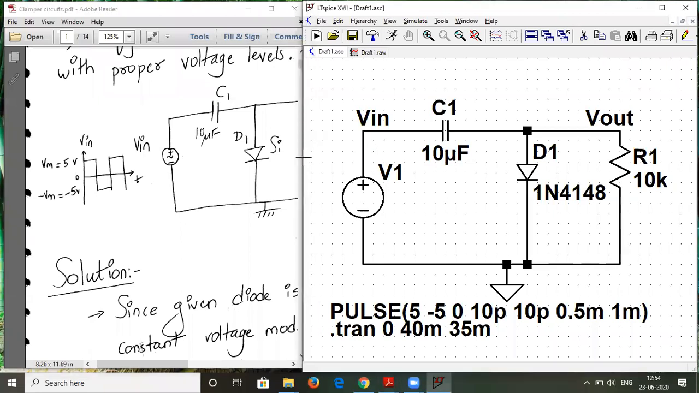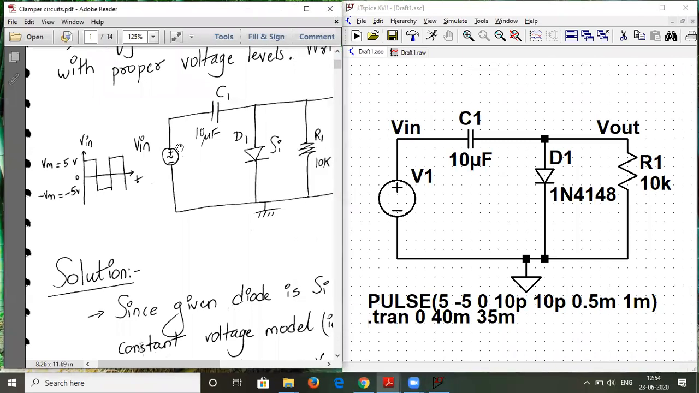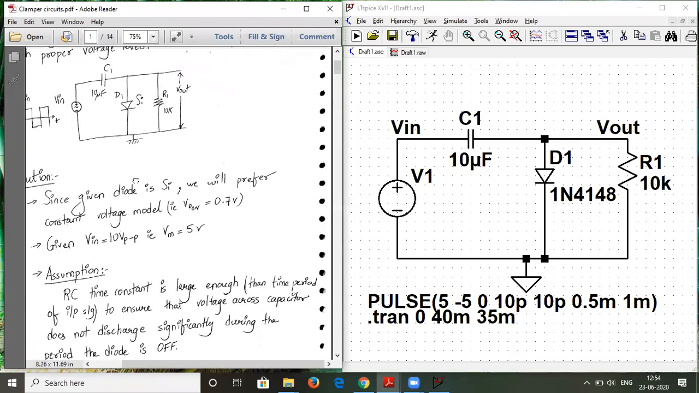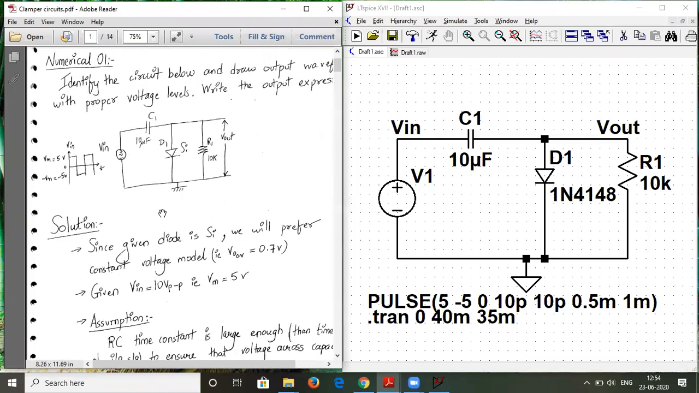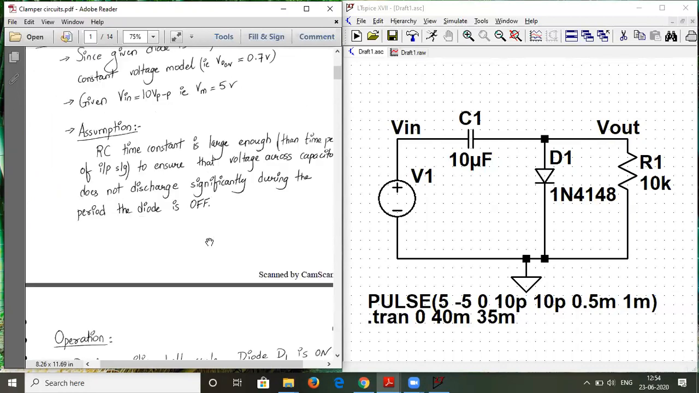Okay, now let us analyze this circuit and see why we got the waveform which we got in LTspice, and what exactly this clamper circuit is doing. This diode over here is the silicon diode, which we have selected as 1N4148, having a constant voltage model, that is VD on is around 0.7. In this case, the VD on for this diode is around 0.575. Let us start analyzing this circuit. There is an assumption; we will come back to it a little later.